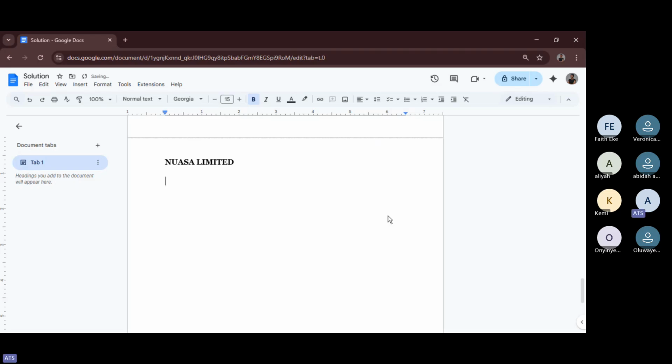So, as per our format, what are we writing first? I need you to guide me here. What's the first thing we are starting with? Profit as per financial account. Yes. How much is that? 17,500. Yes.